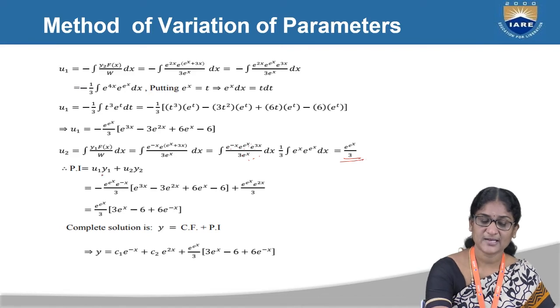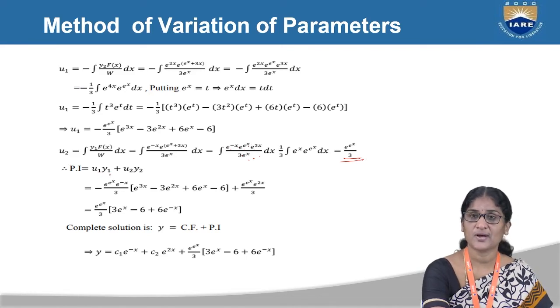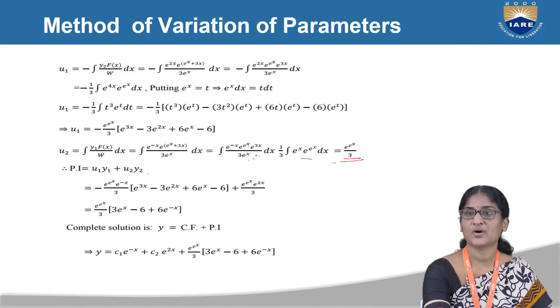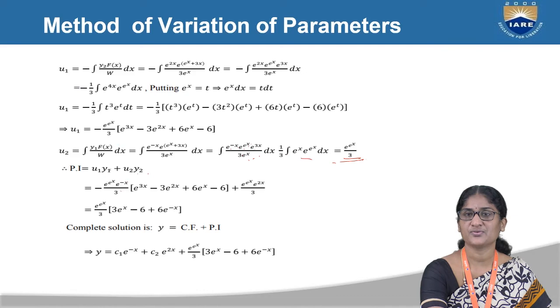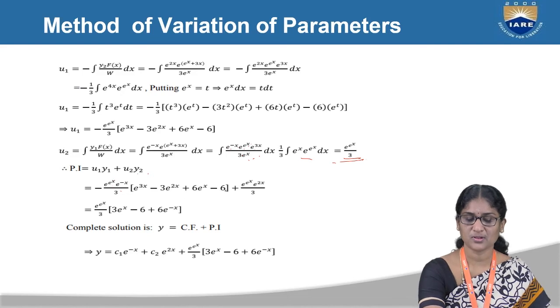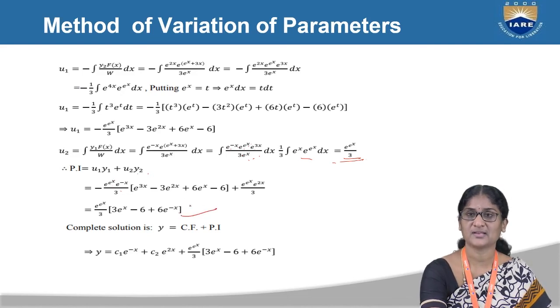Now the particular integral is u1 into y1 plus u2 into y2. So all the values you got, u1 and u2, you substitute here, and y1 and y2 we have already got in the previous slide. Substitute all those values to get the final answer, that is e power x by 3 into 3 into e power x minus 6 plus 6 into e power minus 3x.